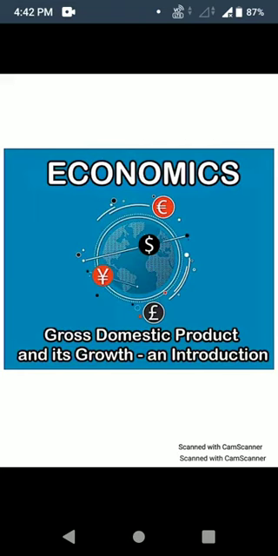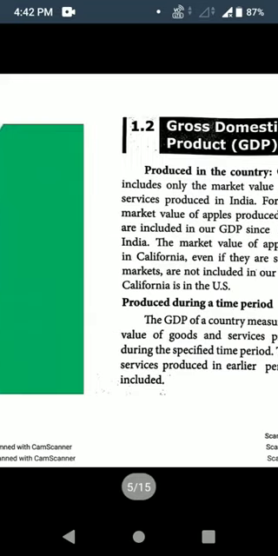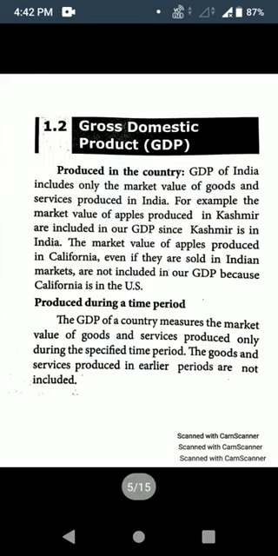Once again, let me recall what we are going to learn today. Gross domestic product, methods of gross domestic product, importance of gross domestic product and limitations of gross domestic product. Okay, now we can come to our lesson.